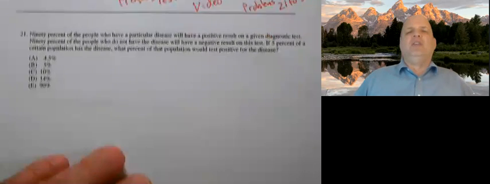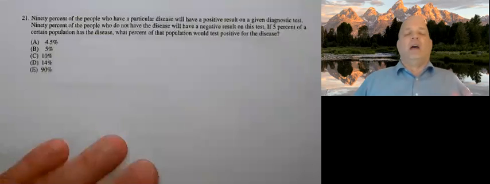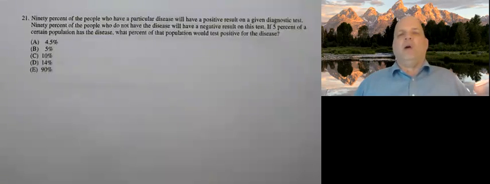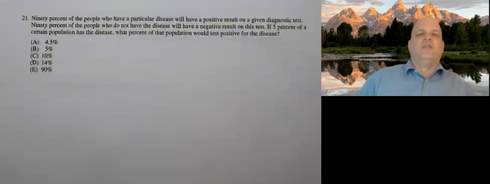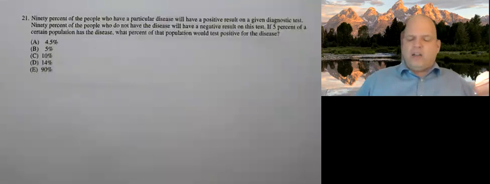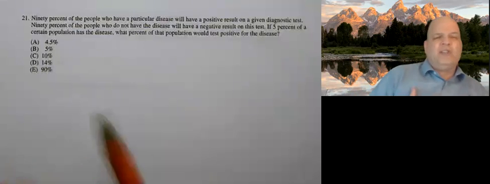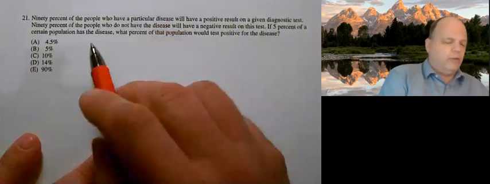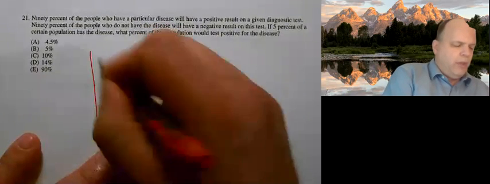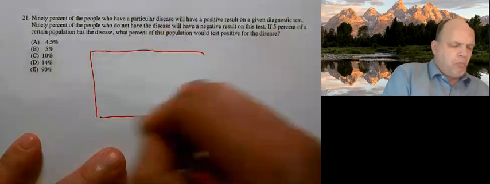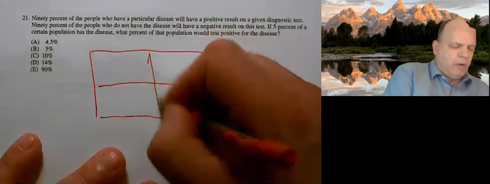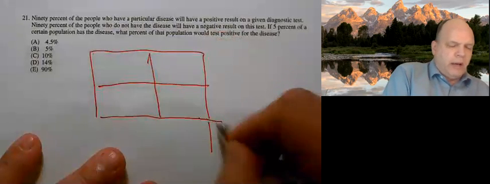So anytime I see a problem where I have a lot of information, I try to organize it. And in this particular case, I know I have positive and negative tests, and I have disease and not disease. So this gives me the suggestion that I'm probably going to need to make some sort of table for this. All right. And since I know that I have two different things going on, I'm going to make my little window table because I believe this is where I'm going with this.